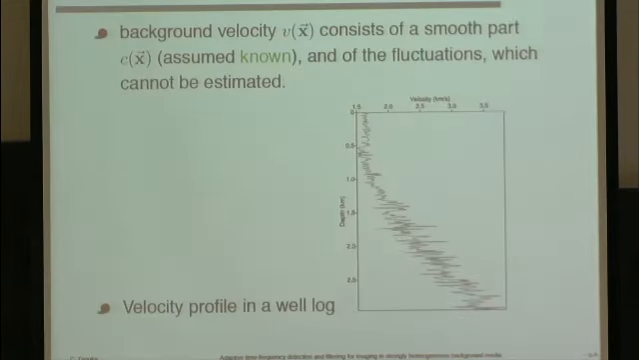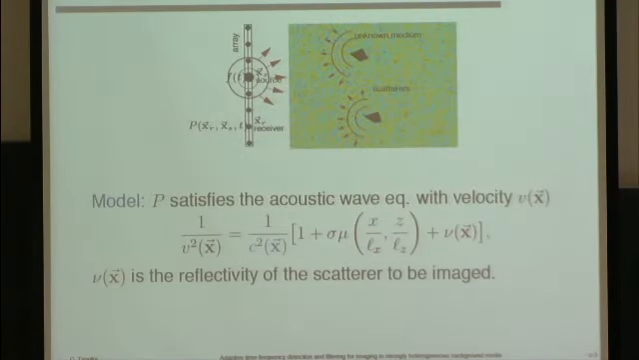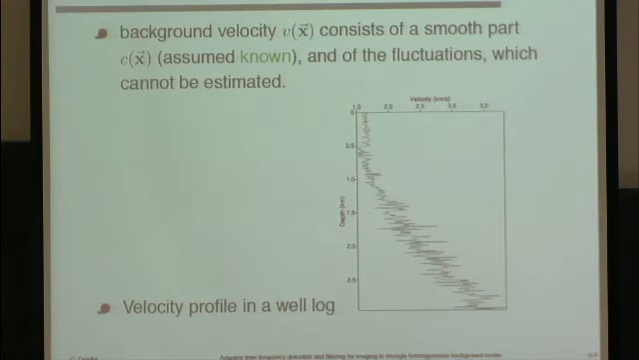Okay, so let me show you an example of why this model makes sense in real life applications. This is an example of wave speed, the velocity of the pressure waves in the earth, and this was measured by drilling a hole in the earth and taking measurements. You see, everybody's eyes can see that there is a smooth part, constant at the beginning, and then the velocity increases with depth. This is the part that we assume that we can estimate. And on top of it, we have these fluctuations.